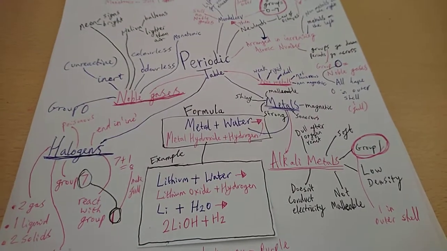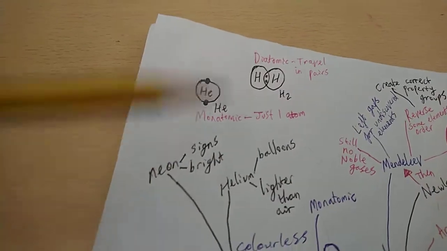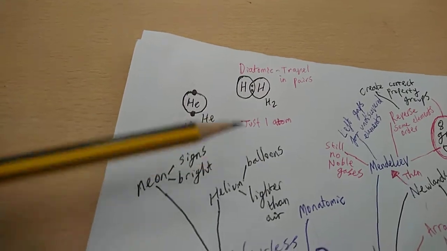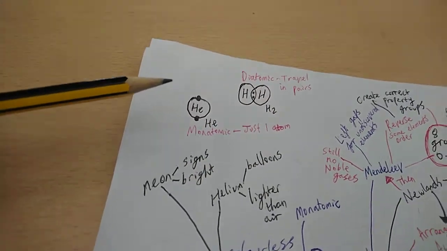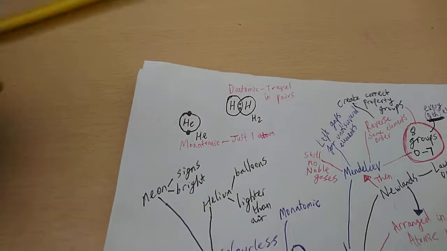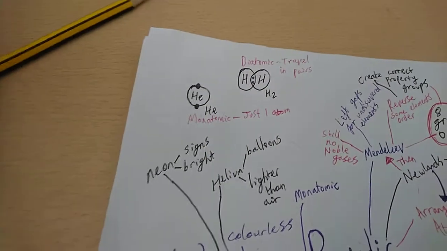They all have different properties. And here's some nice bonus info on the end. This helium is monatomic, which means it travels around as just one atom. However, this hydrogen is diatomic, which means it travels around in pairs. You might be able to use these words in a sentence, which would be pretty cool in an exam. So that's the bonus info for this lesson.